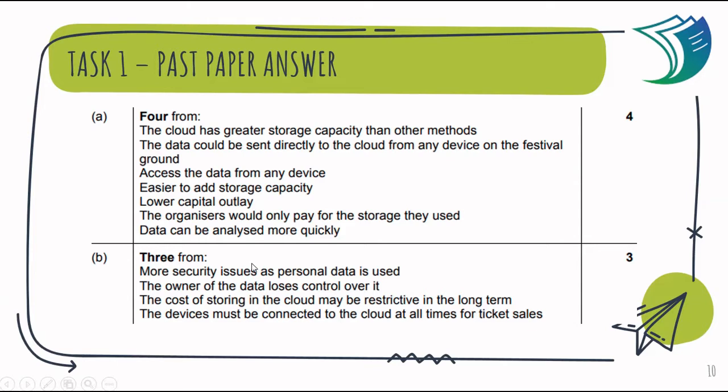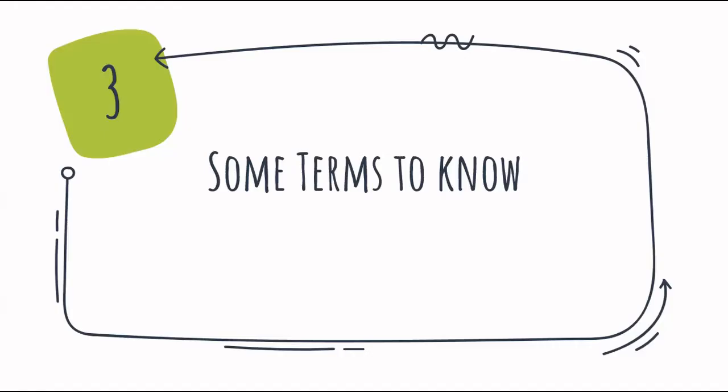A disadvantage, as we know, is that security issues are there for personal data. The owner can lose control over it. The cost of storing might be restrictive, and the devices need to be connected via a good internet connection all the time if you want to store data on the cloud.